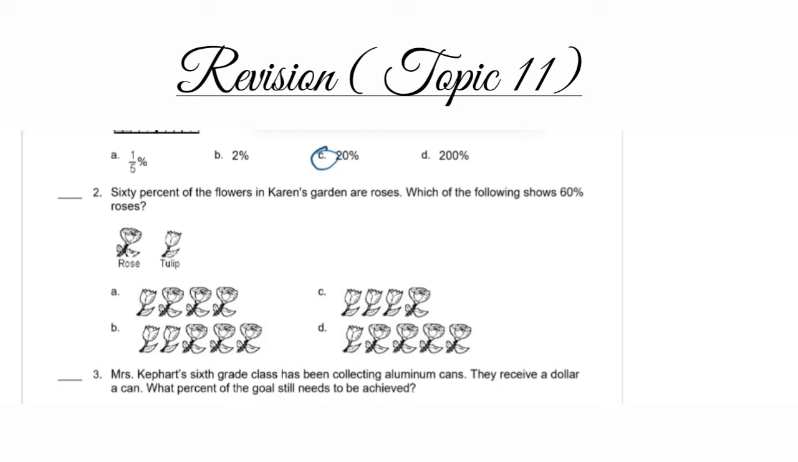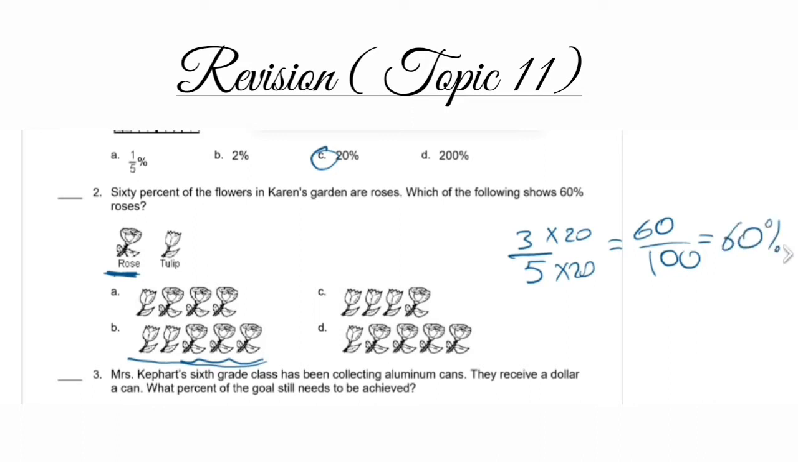In the second question, 60% of the flowers in Karen's garden are roses. Which of the following shows 60% roses? This is the rose. So we have here 3 out of 5. So 3 out of 5, when you multiply by 20, it will be 60 over 100, which is 60%. And the answer is B.